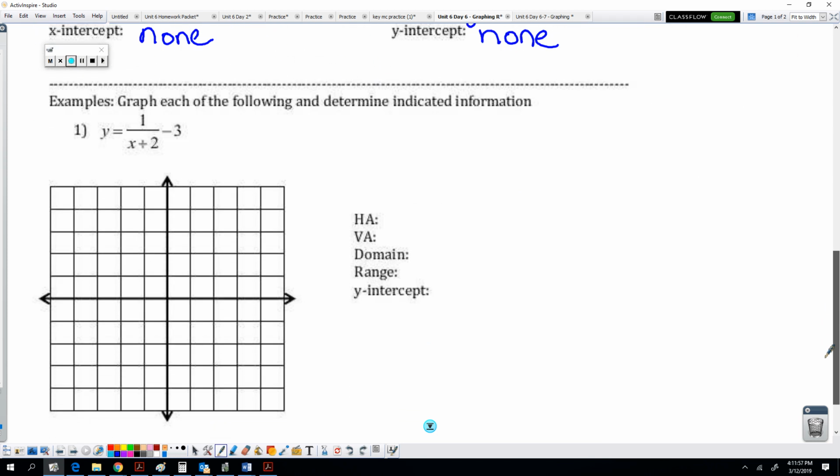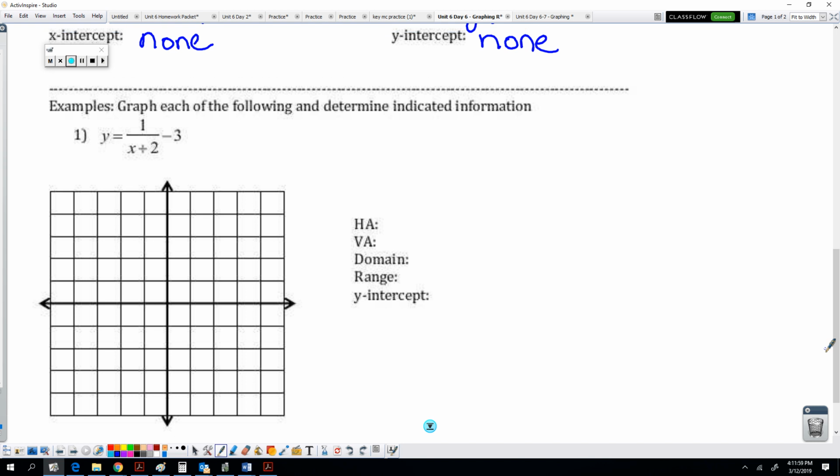Now what we're going to do is graph each of the following and determine the indicated information. So what we can do first is write down my A, my H, and my K. My A is on top, so it's equal to 1. My H is going to look towards the x, and then you do the opposite, so it's negative 2. And your K is going to be negative 3. So it's always the opposite of the thing next to the x, same as the one by itself.